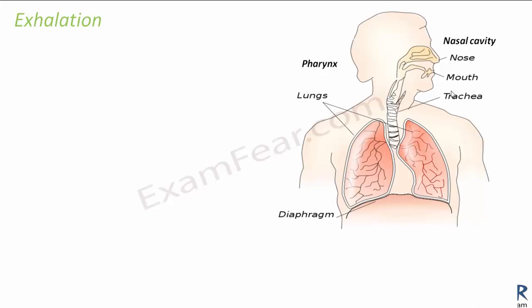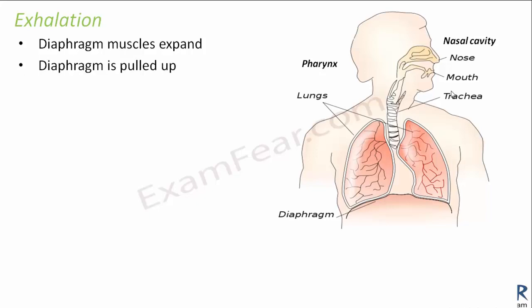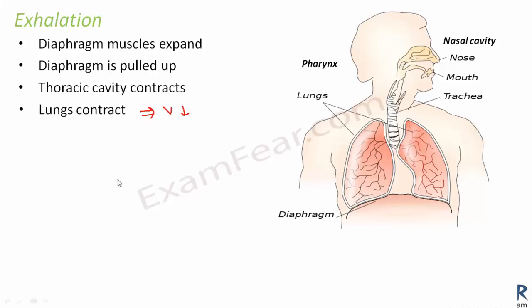That is what happens when carbon dioxide is thrown out of the body. So in this case the reverse situation happens. Here the diaphragm muscles expand. So when the muscles expand, what happens to the diaphragm? Right. The diaphragm is pulled up. As a result, the thoracic cavity contracts, therefore the lungs will also contract and as a result, the volume of the lungs will decrease. Pressure being inversely proportional to volume, what will happen to the pressure? So pressure will increase. So the air pressure here will be more than the air pressure outside.